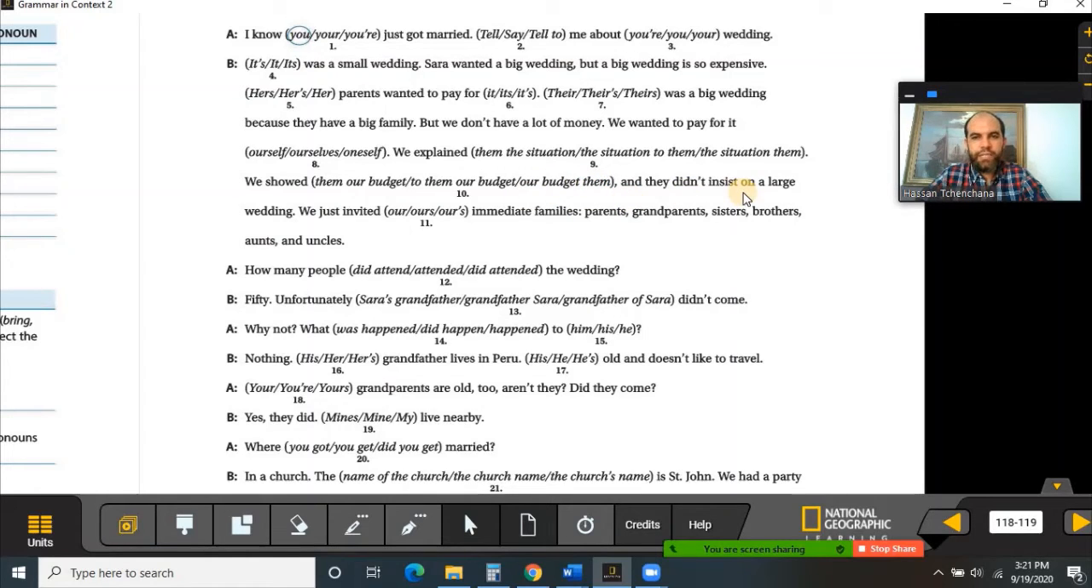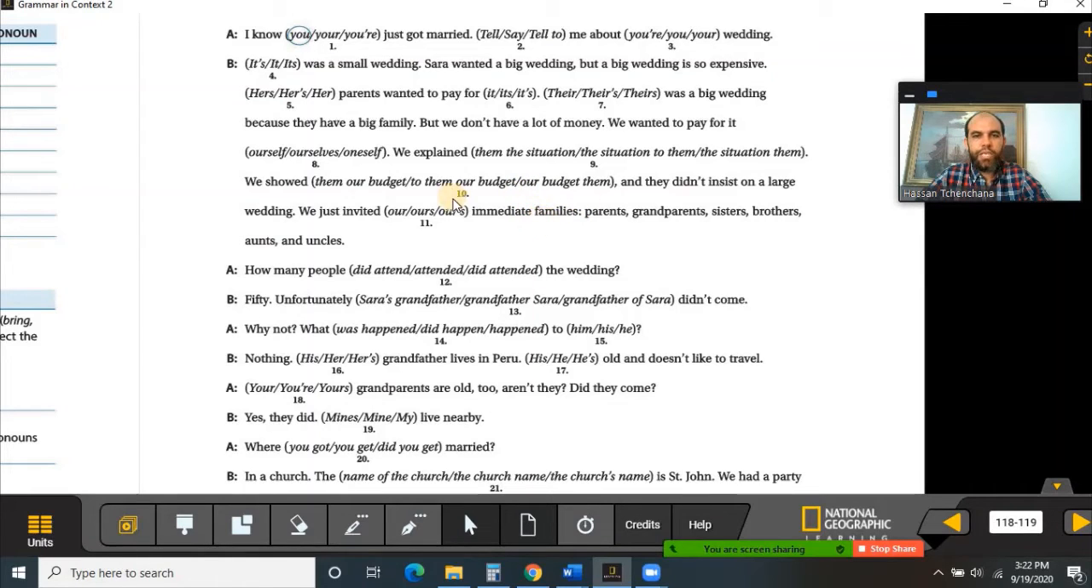And Aiden's insists on large within. Number 11, we just invited ours with an apostrophe. This does not exist in English. As I mentioned before, we don't use an apostrophe and an S with a possessive adjective. And now ours. This one requires a noun, and this one does not require a noun after it. Now let's see after the choices what we have. We have immediate families. So we have a noun here, which is families.